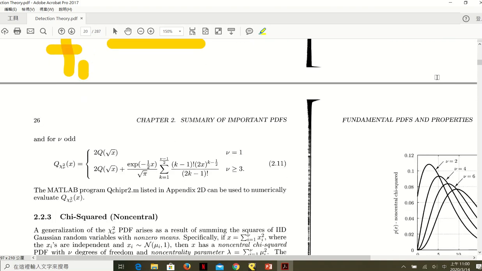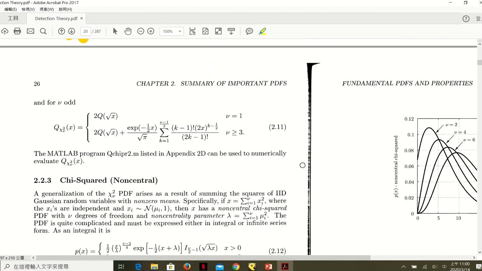Okay, this chi is non-central. So when we are talking about non-central, we are talking about x equal to the summation of x_i squared. But this sigma squared is the variance, I think I should call it variance, equal to 1. And then its mean is non-zero, with mu_i.